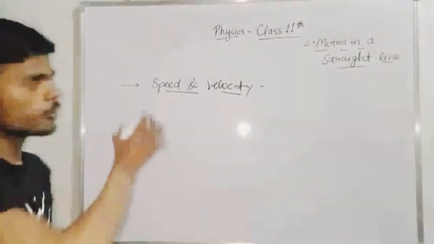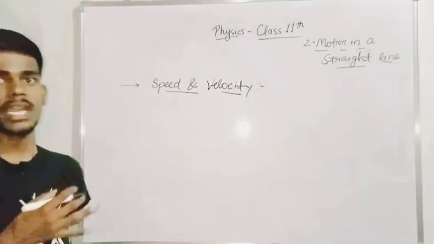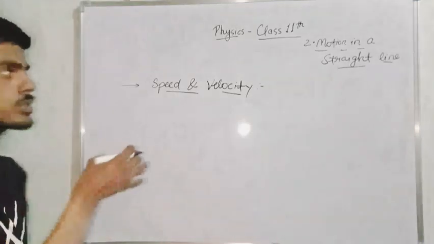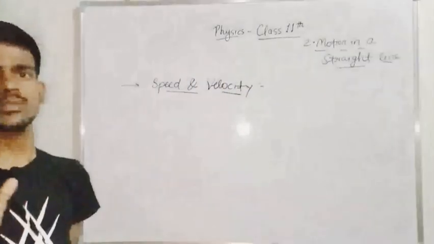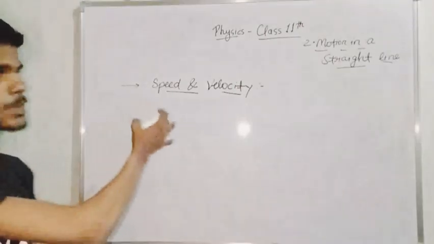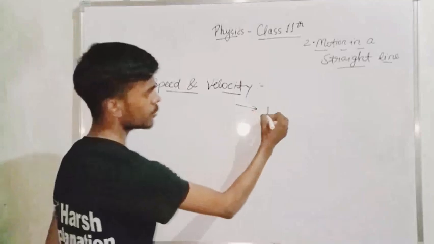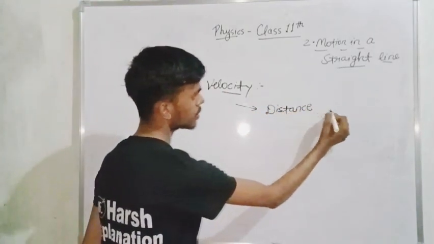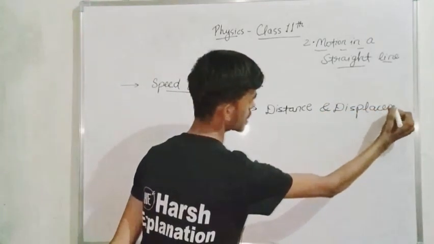Our next heading of the chapter is speed and velocity. We have to define speed and velocity, and why and how they are used in our motion in a straight line. It is a term which we should know. We should be familiar with speed and velocity. Just in the previous heading you had understood about distance and displacement.